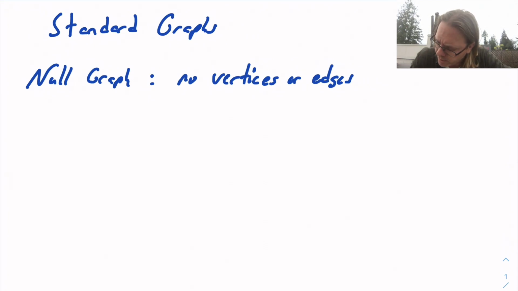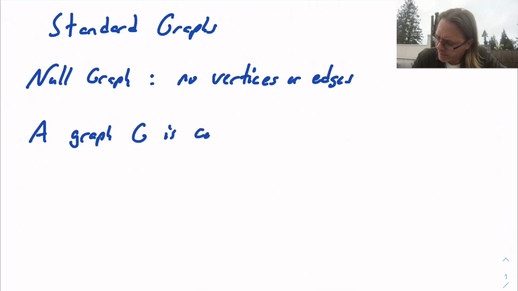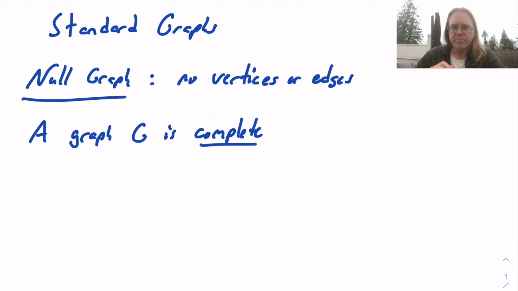Next up, we have the complete graph. Actually, let me back up and say a graph, say G, is complete. A complete graph is a graph that is simple, but subject to that has all possible edges. So it's a simple graph with the feature that for any pair of distinct vertices, there's an edge between them. Any pair of distinct vertices is adjacent.